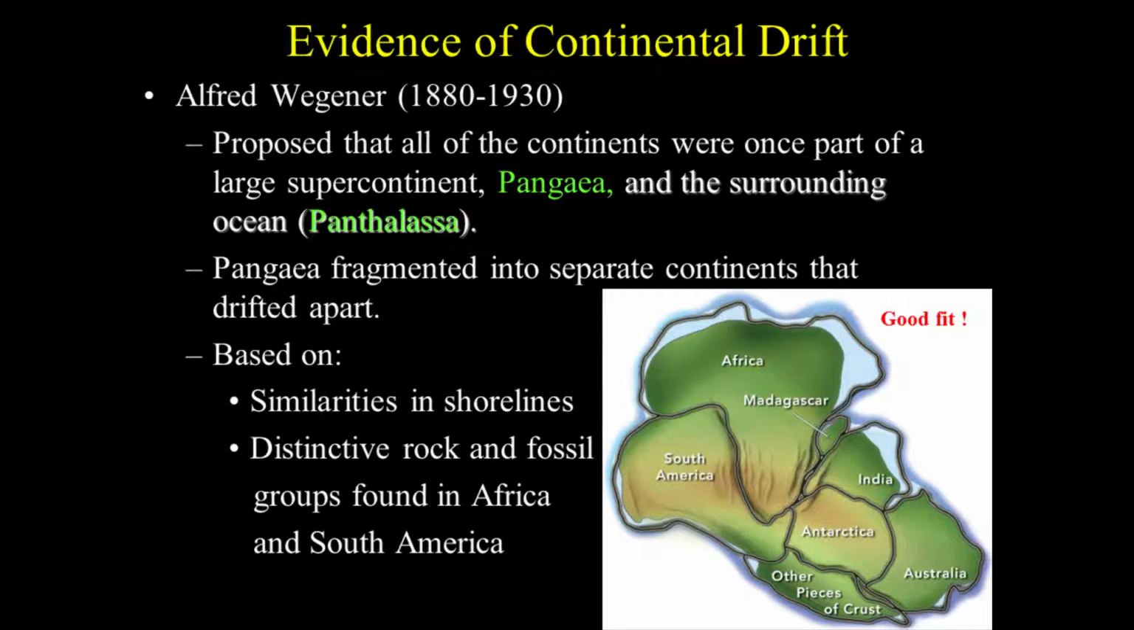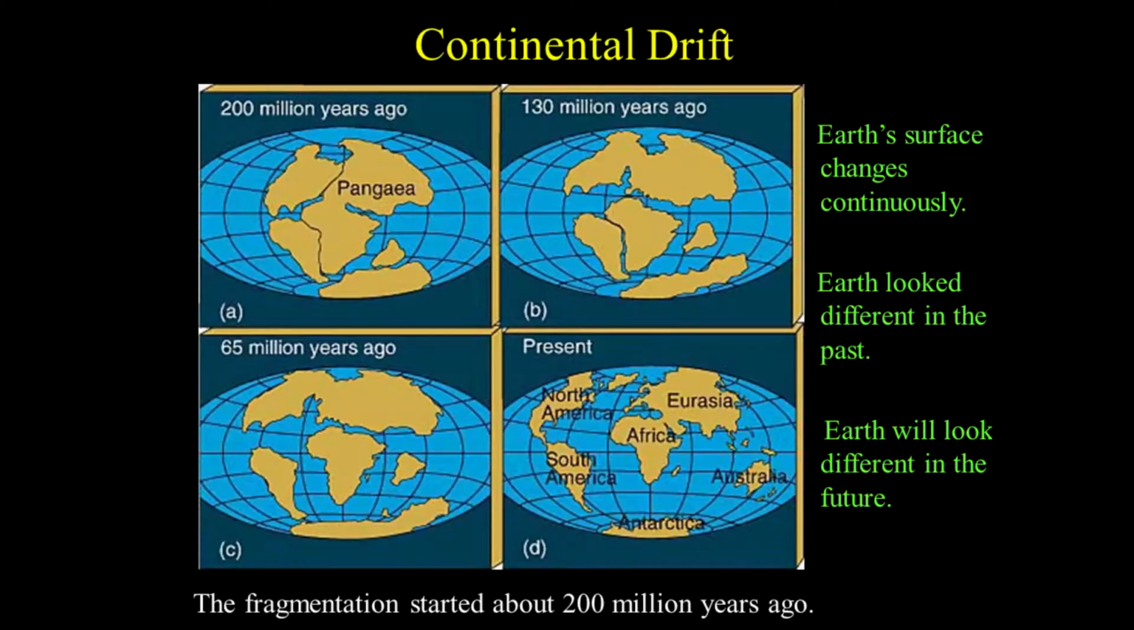Let me repeat this. Alfred Wegener proposed that all of the continents were once part of a large supercontinent called Pangaea, and the surrounding ocean called Panthalassa. Pangaea was fragmented into separate continents that drifted apart. Wegener's proposal was based on similarities in shorelines and distinctive rock and fossil groups found in Africa and South America. His idea was that Earth's surface changes continuously. Earth looked different in the past. Earth will look different in the future. The fragmentation started about 200 million years ago.